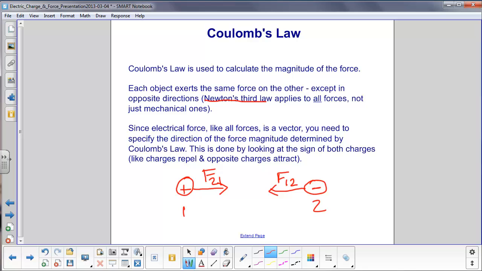Now, F21 exactly equals F12 in terms of magnitude, but if we want to talk about them as vectors, we would have F21 as a vector equals the negative of F12. All that states is that they're equal and opposite in accordance with Newton's third law.